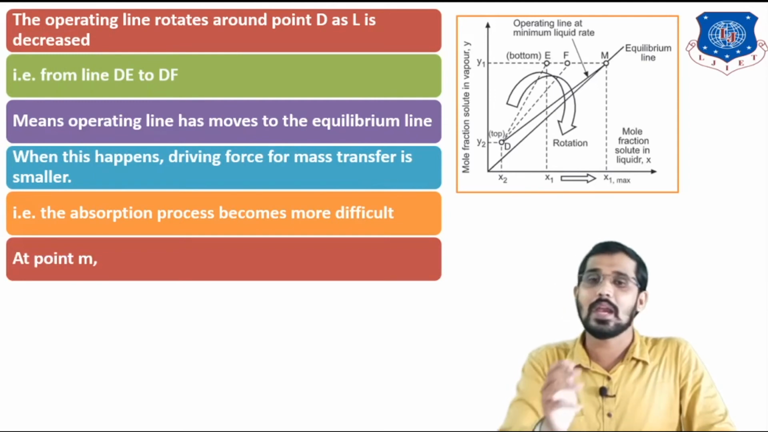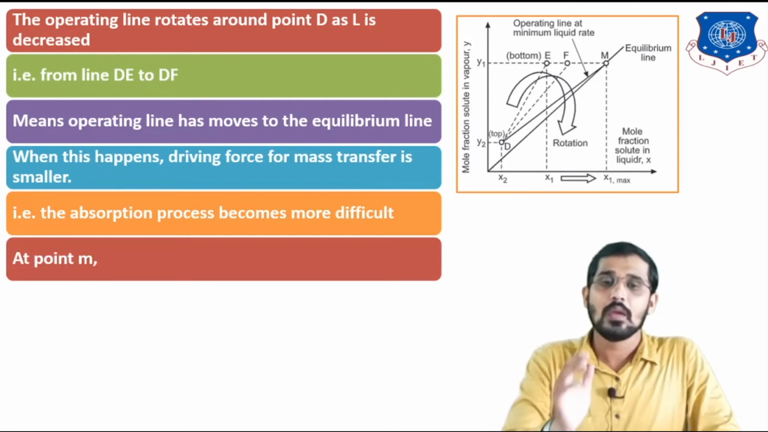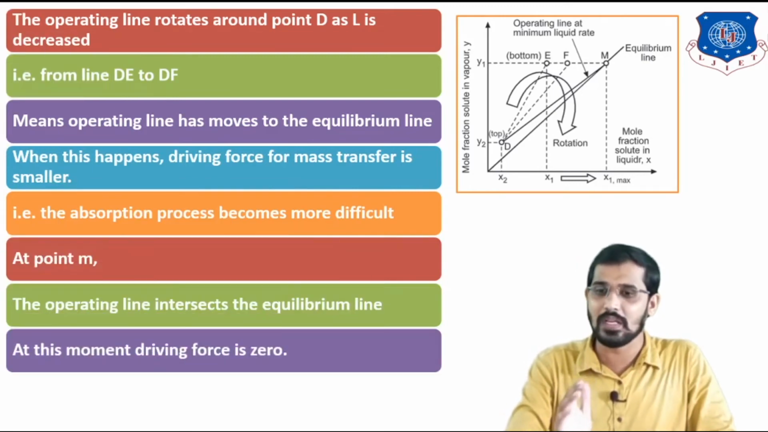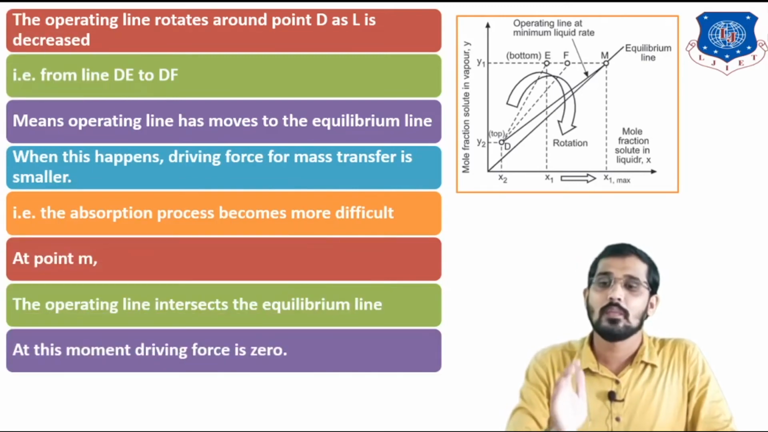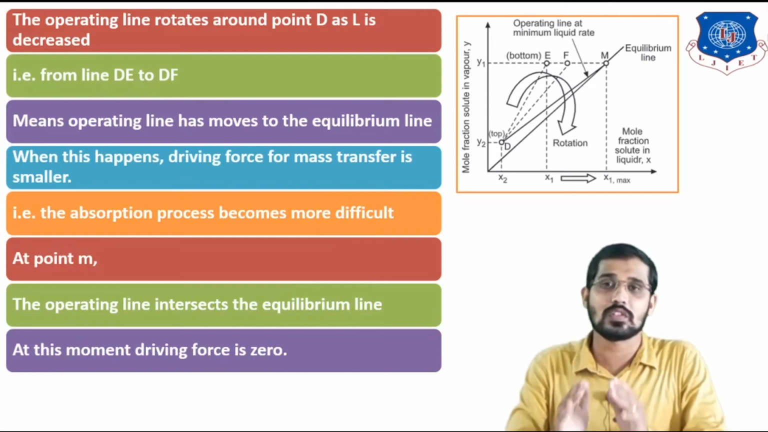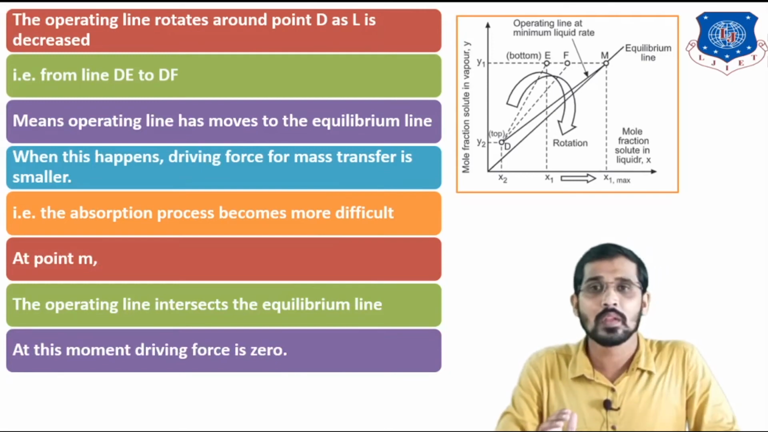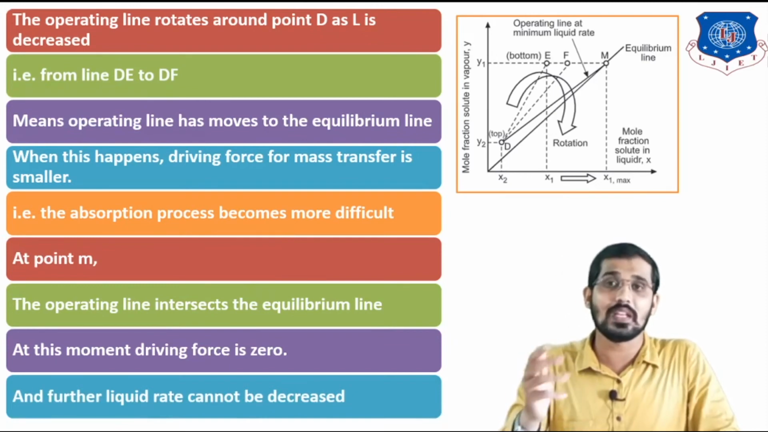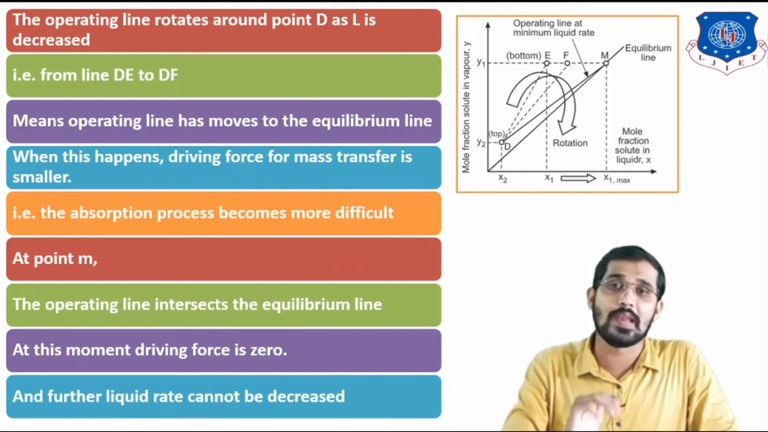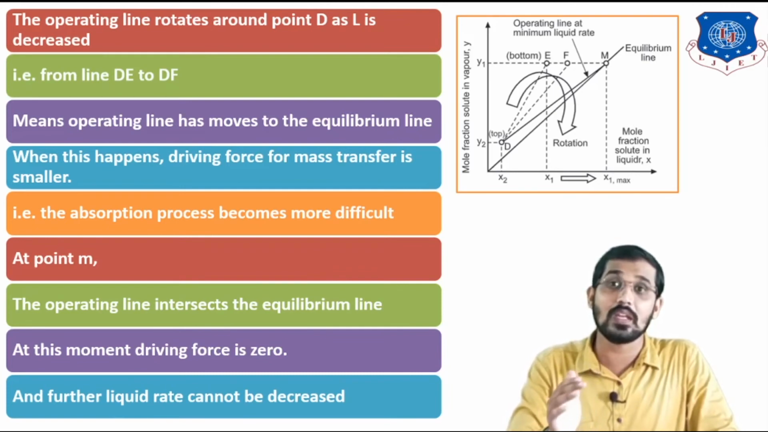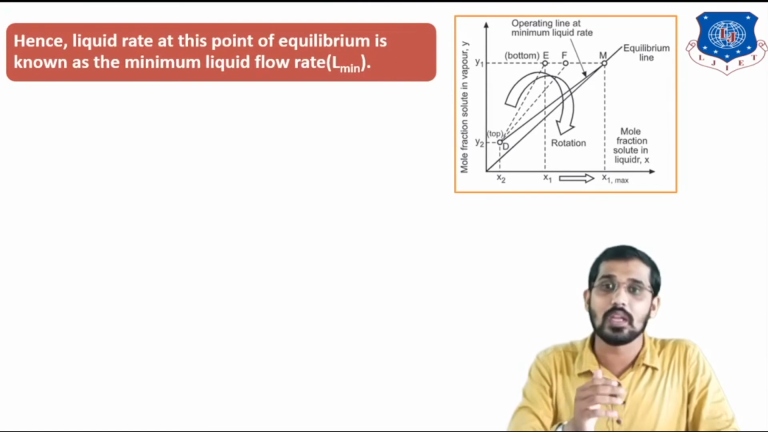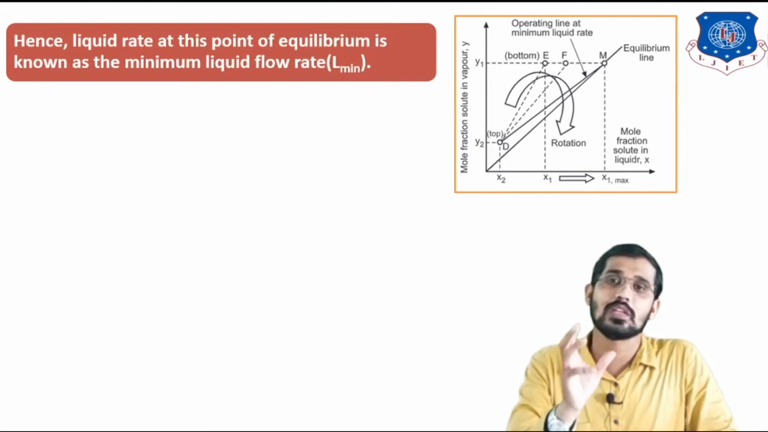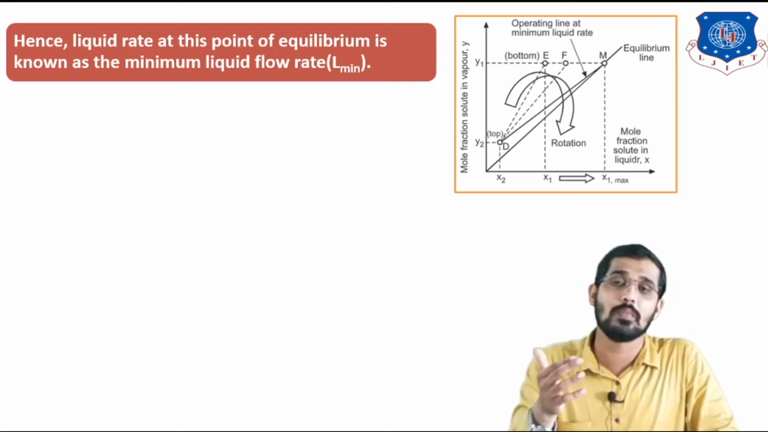Whenever the driving force for the mass transfer decreases, I can say the mass transfer process is difficult. So you can see here at point M the operating line and equilibrium line intersect each other, and at this point the driving force is 0, means driving force, concentration difference or slope, is equal to 0. So further liquid flow rate cannot be decreased, and this is the L minimum value. At point M you are getting L minimum value, and the corresponding value of X is X1 maximum.